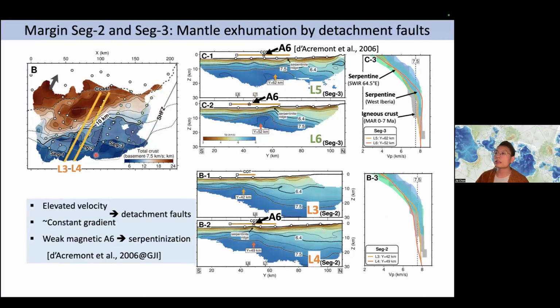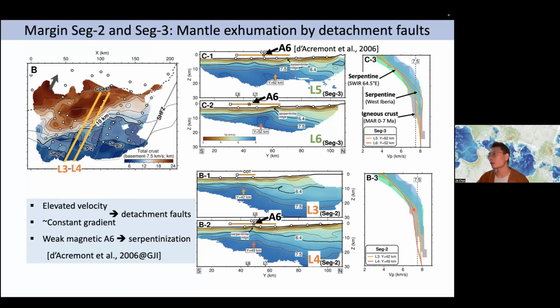And to the west, segment 2, in profile 3 and 4, in profile 3 we can see also there is elevated velocity, and also the 1D velocity corresponds to the serpentinite. But in profile 4, the shallow part, this red line has a similar pattern as the previous profile, but there is a thicker crust.